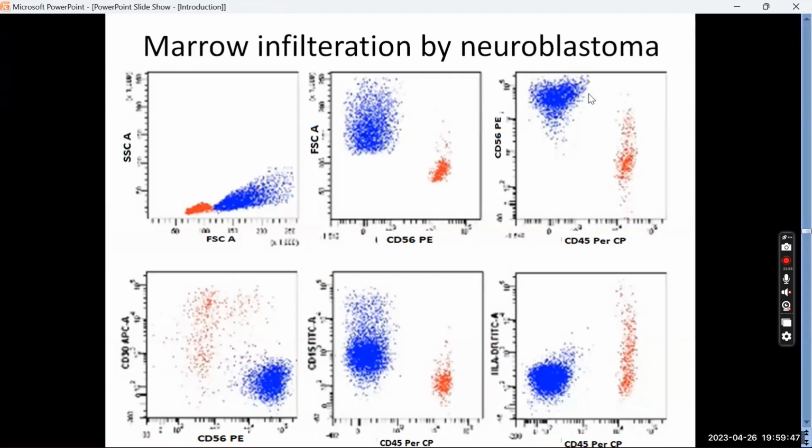It is bright positive for CD56. Okay, and it had some partial positivity for CD15 in a subset fashion. It was negative for CD30. It was negative for HLA-DR. And this is a classic immunophenotype of neuroblastoma.